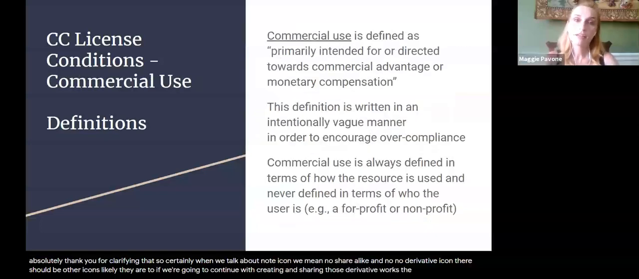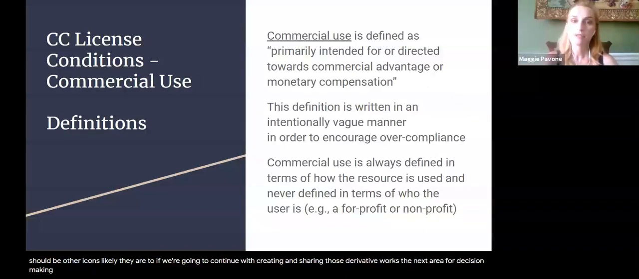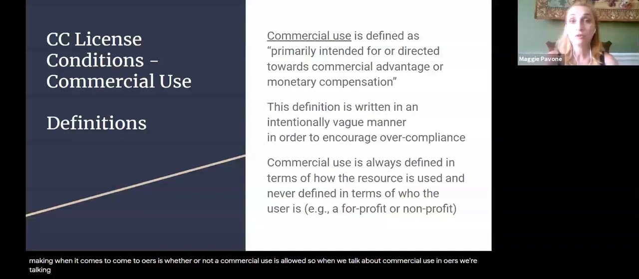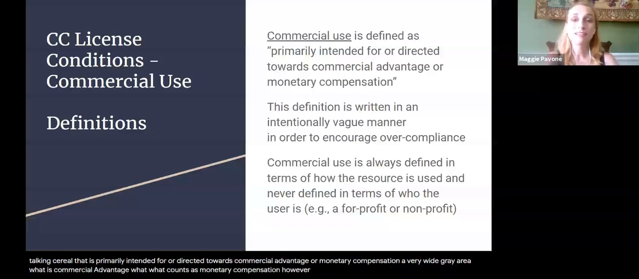The next area for decision making when it comes to OERs is whether or not a commercial use is allowed. When we talk about commercial use in OERs, we're talking about a use of material that is primarily intended for or directed towards commercial advantage or monetary compensation. I think that leaves a very wide gray area. What is commercial advantage? What counts as monetary compensation? However, this definition is written in that intentionally vague way.